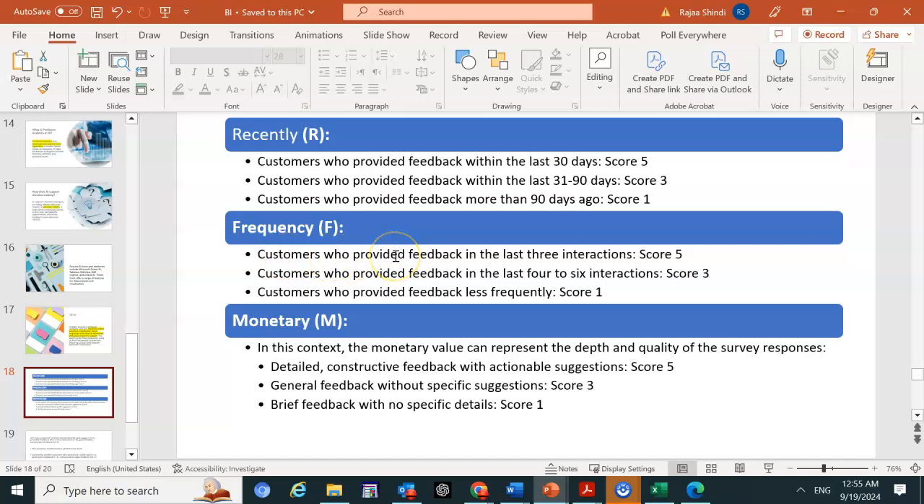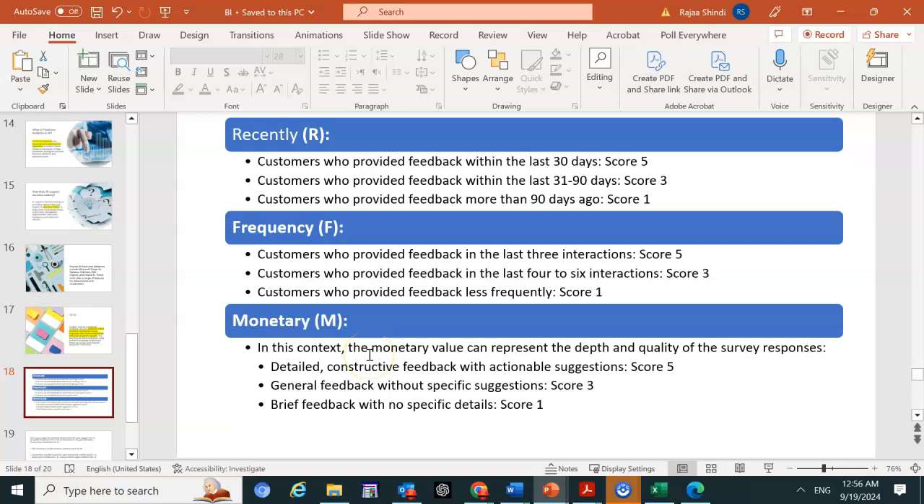Now the frequency, how frequent. Customers who provided feedback in the last 3 interactions receive a score of 5. Then 6 interactions is 3, and very few, less frequency, is 1. Monetary.